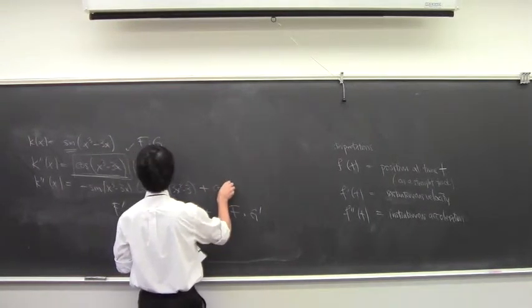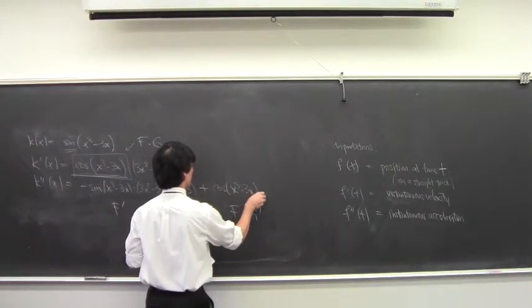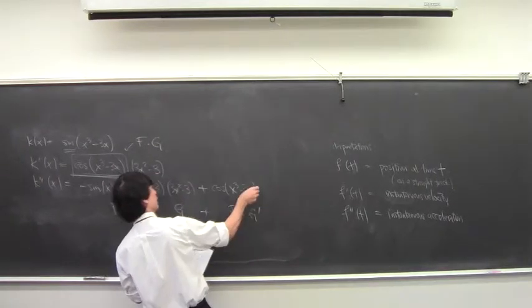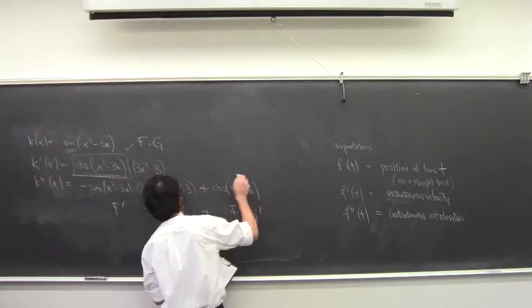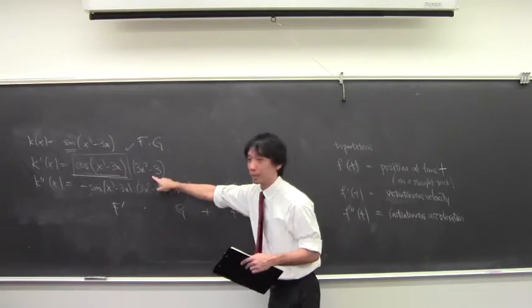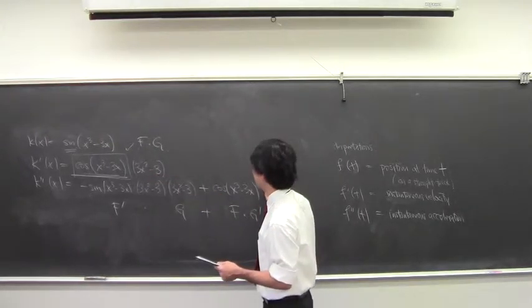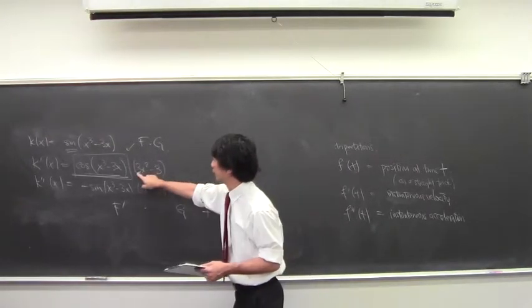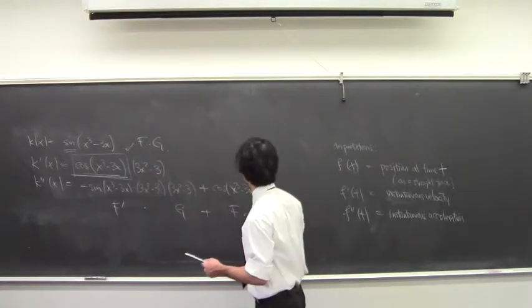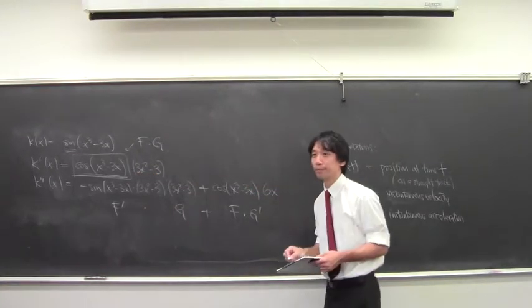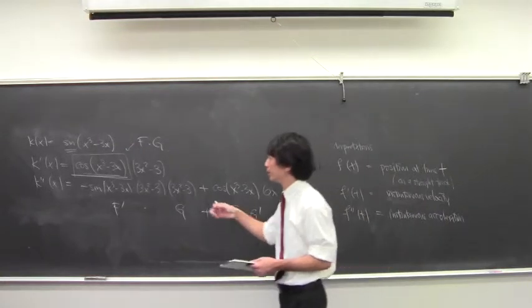So the first guy times the derivative of the second guy. And what's that? What's the derivative of the second guy? 2x. Don't forget the 3. 6x. Okay. So use the product rule.